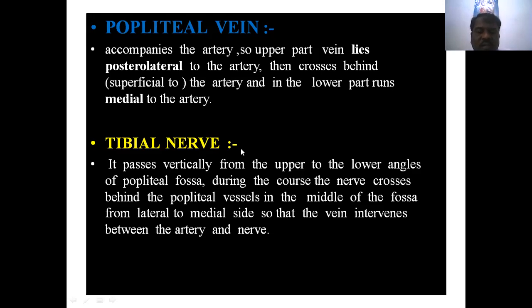Next, the tibial nerve. This tibial nerve runs vertically from the upper to the lower angle of the popliteal fossa. See, where the sciatic nerve is divided into the common peroneal and tibial nerves, this tibial nerve is the continuation and crosses the two heads of the gastrocnemius posteriorly. Here these three structures, the popliteal vein, popliteal artery and tibial nerve, we mainly identify in the popliteal fossa, but in the upper part, middle part and lower part, the arrangement of this neurovascular bundle changes.